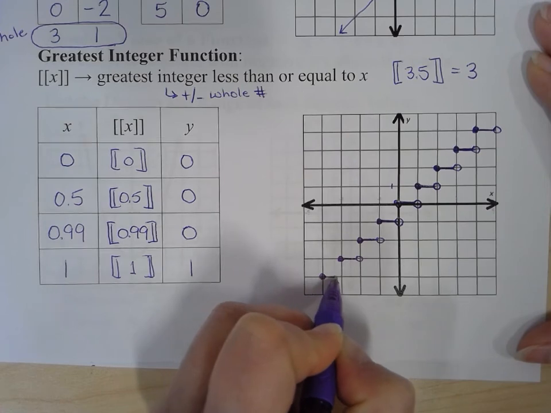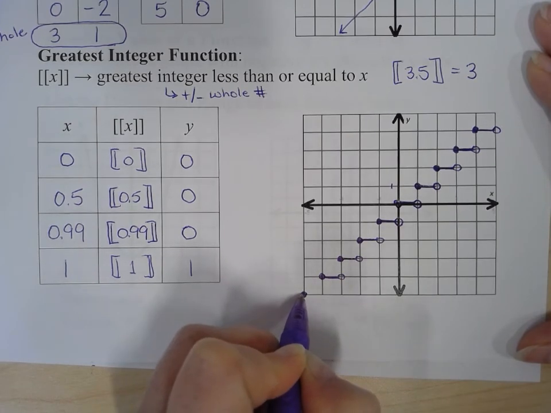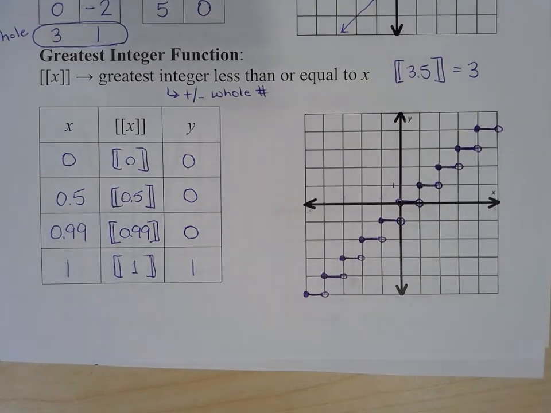So this is called the greatest integer function. It's the greatest integer less than or equal to x. All right, well, I hope this was a good summary of these two functions. I hope you'll take some time to practice these ideas online, and we'll take any questions when we see you in class. Good luck.